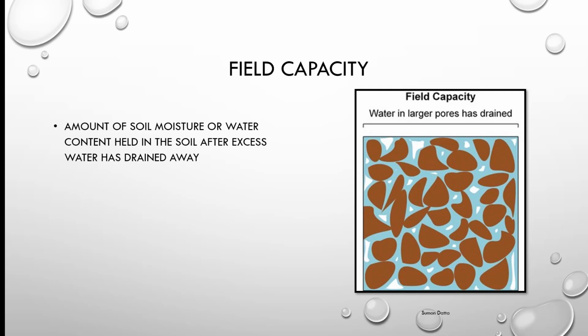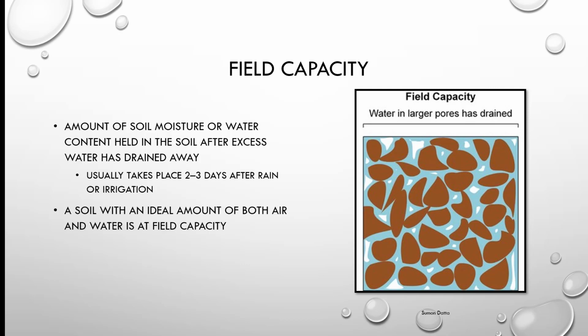So field capacity is the amount of soil moisture or water content held in the soil after the excess water is drained away. Usually takes 2 to 3 days after rain or irrigation, depending on your soil, of course. And this is the soil that has the ideal amount of both air and water. And this is perfect for plant processes such as nutrient uptake.